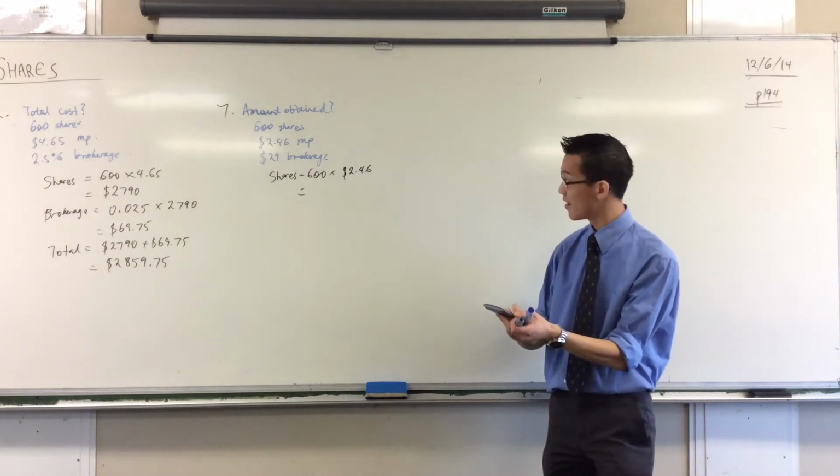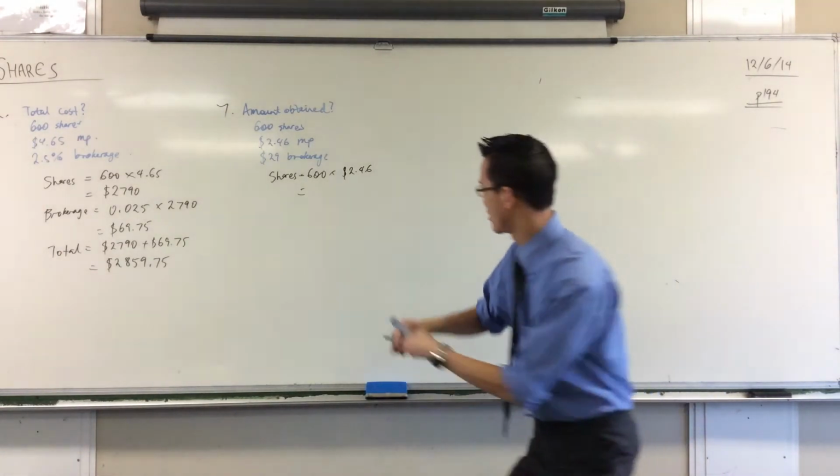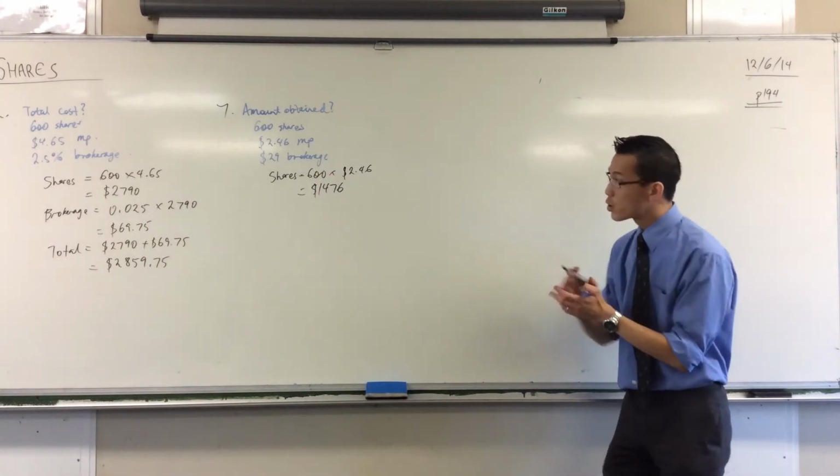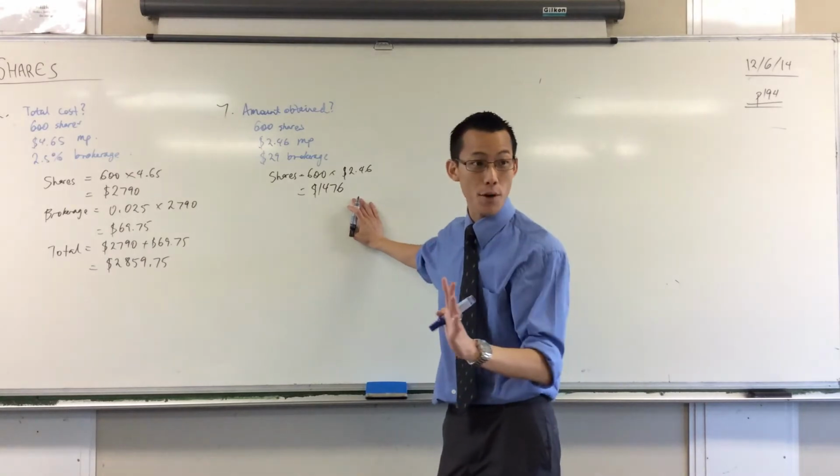Anyone going to beat me there? 1476. 1, 4, no decimal places? No. Cool. There you go. Fine. So that's how much you stand to make as a profit.